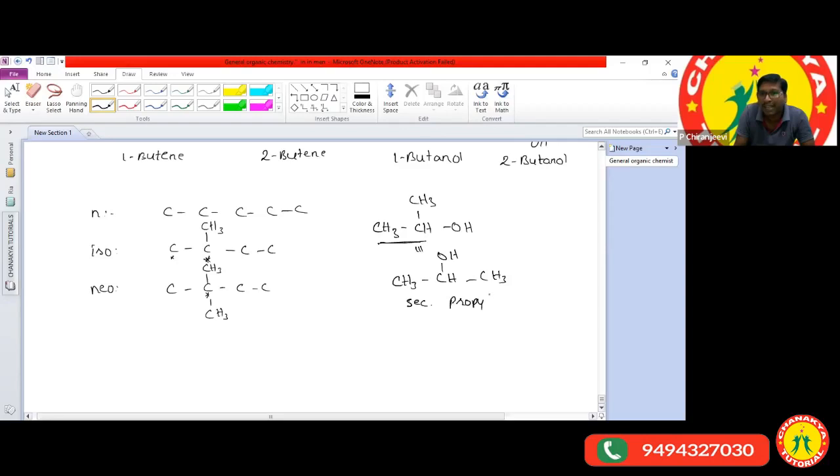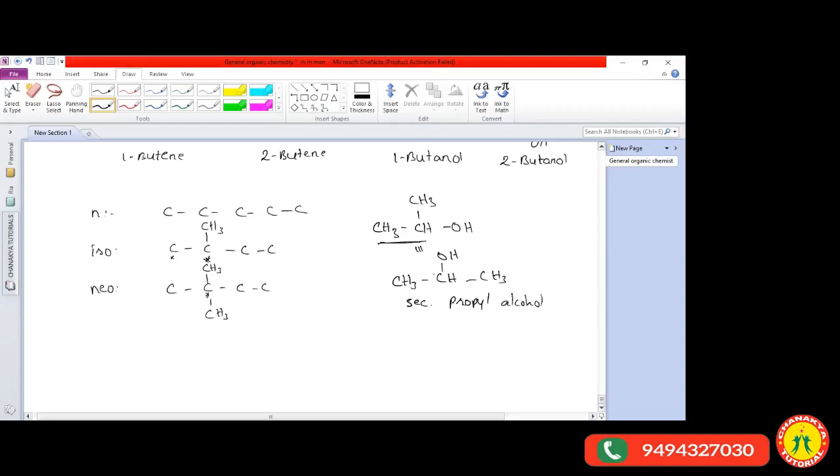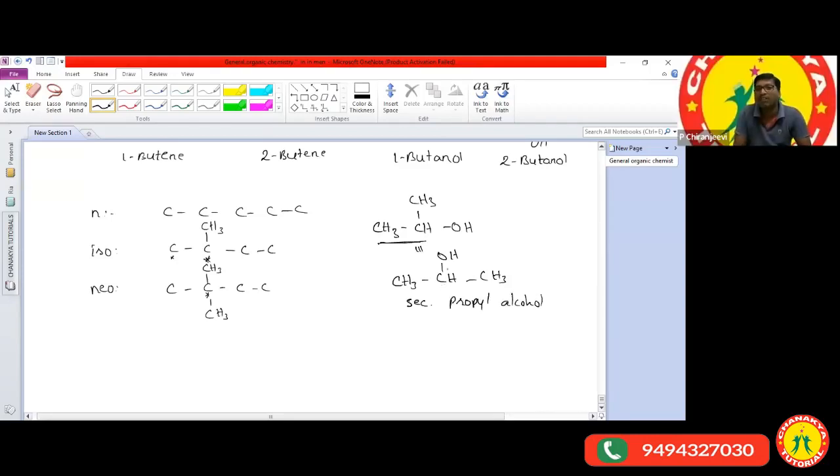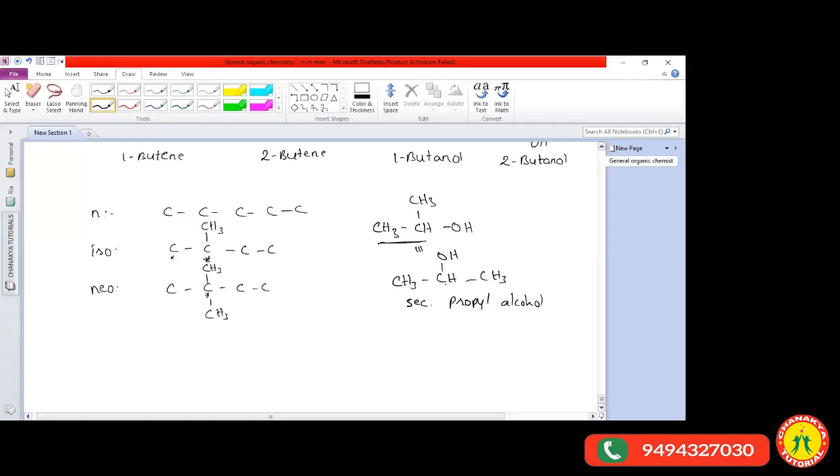So why are we calling it secondary propyl alcohol, sir? Because it is attached to two carbons, that is the secondary carbon. If the OH group is attached to the secondary carbon, we can also call it a secondary alcohol. Now you got the clarity? Okay, sir.